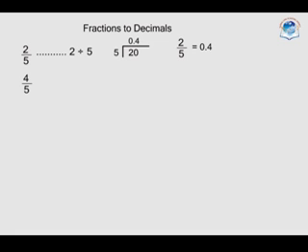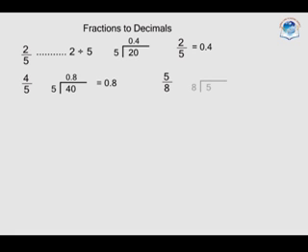4 over 5, we have 4 divided by 5. 5 cannot divide into 4, so we write 0 point and add 0 to 4 to make it 40. And then 5 goes into 40 8 times, and that gives us 0.8.